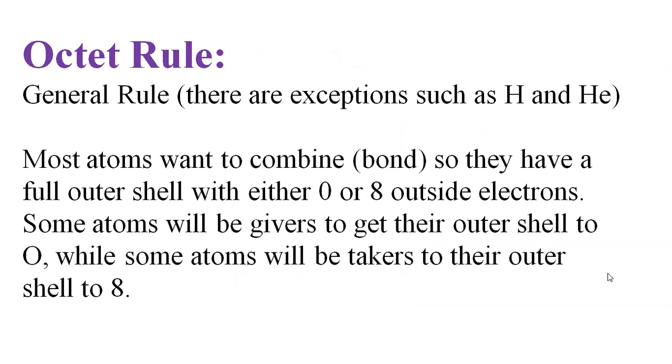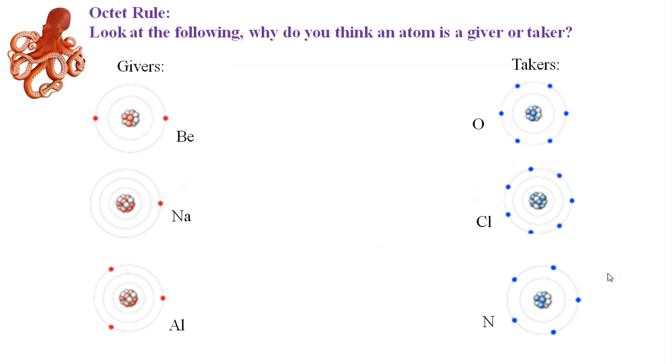So the octet rule is a general rule. There are some exceptions such as hydrogen and helium, but most atoms want to combine. When they combine, they share electrons. This is called a bond, so that they have a full outer shell with either 0 or 8 outside electrons. Some atoms will be givers to get their outer shell to 0, while some atoms will be takers to get their outer shell to 8.